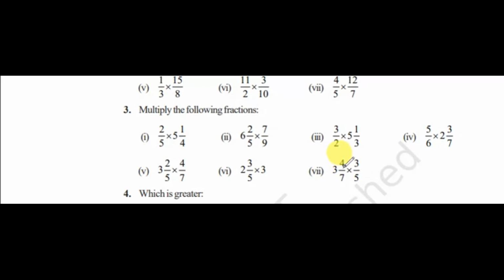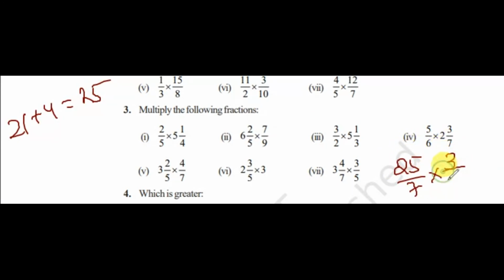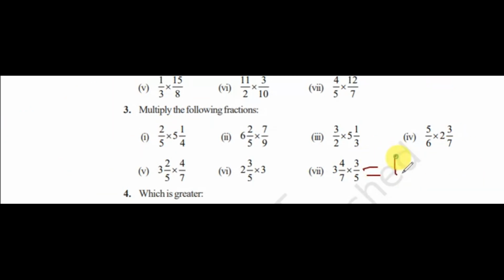Doing this one, 7 3s are 21, 21 plus 4 is 25. So I will write 25 by 7 into 3 by 5. So multiply it; here we can cancel out. 5 1s are 5, 5 5s are 25. So you will get 5 3s are 15 and 7 1s are 7. So 15 by 7 is the answer for this one.